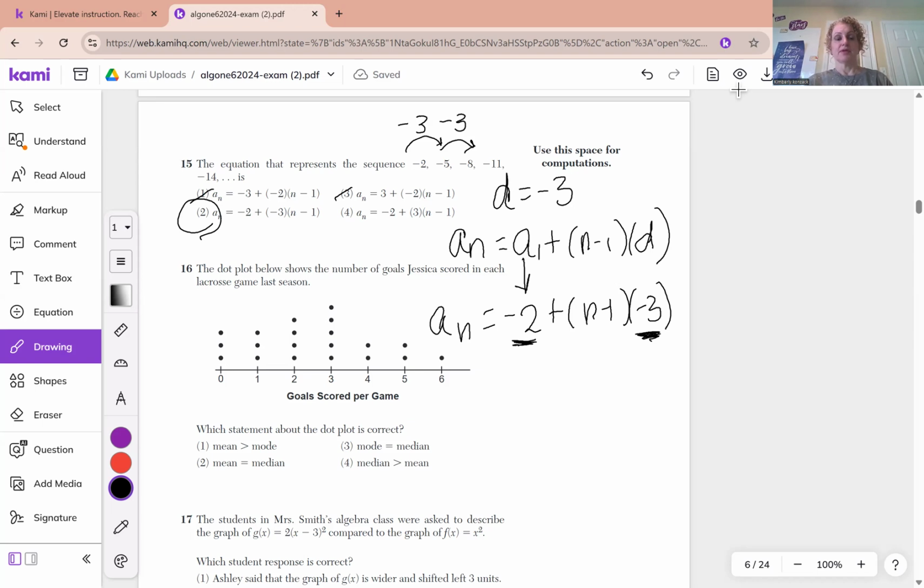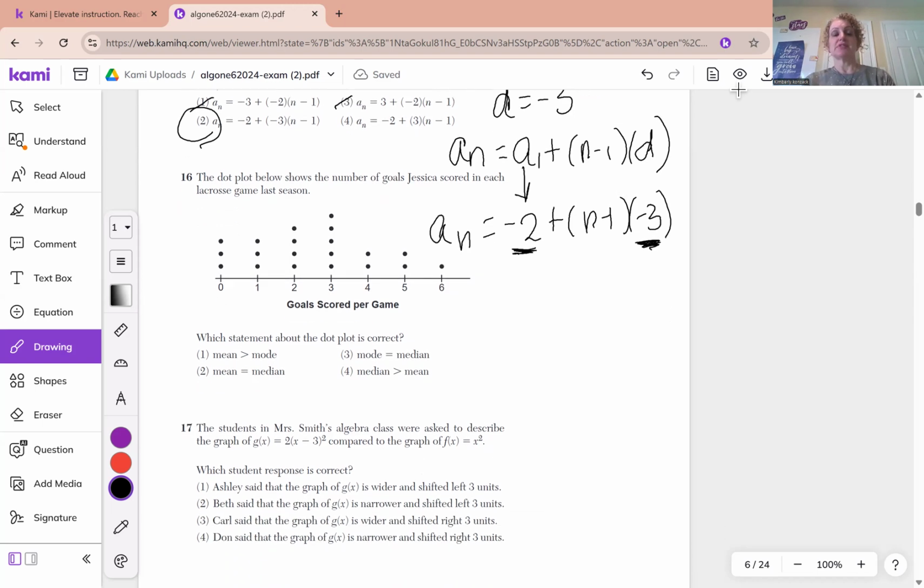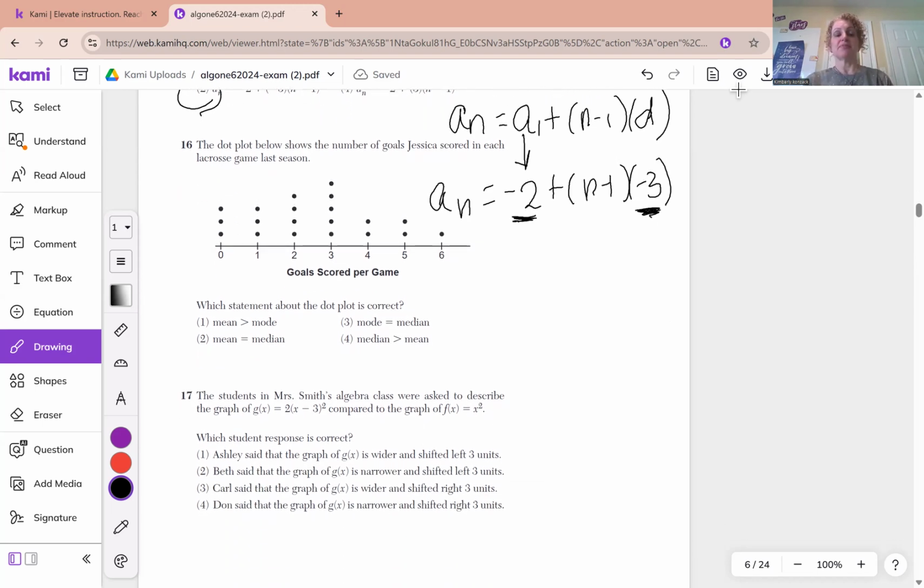Okay. So number 16 gives you a dot plot. It asks you to compare the mean, median, mode. Right away, you could see the mode is 3 because the most data points lie there. So your mode is 3.